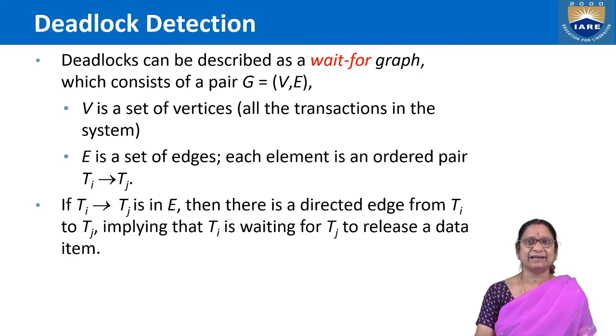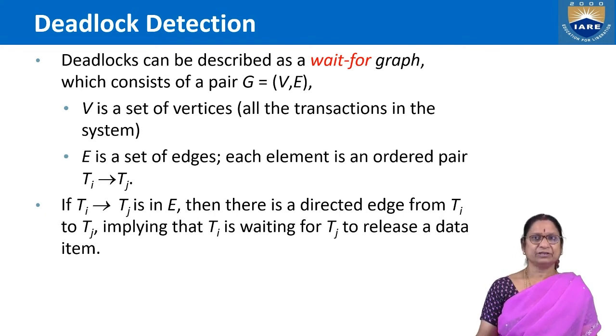a set of vertices and edges. What are these vertices? Vertices are the set of transactions in that particular schedule. All transactions in the particular system make up V, the set of all vertices. Each vertex represents a particular transaction. If 5 transactions are there, 5 vertices will be there. And there will be a set of edges.